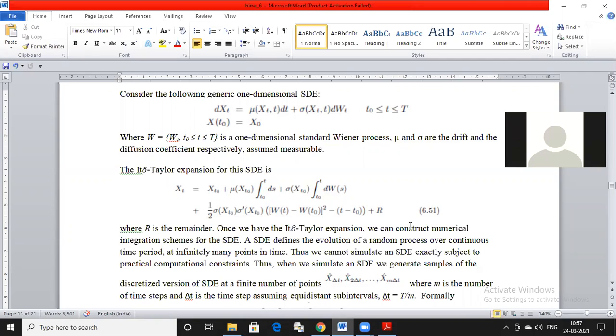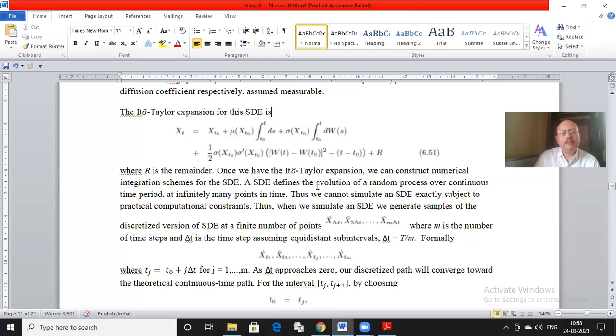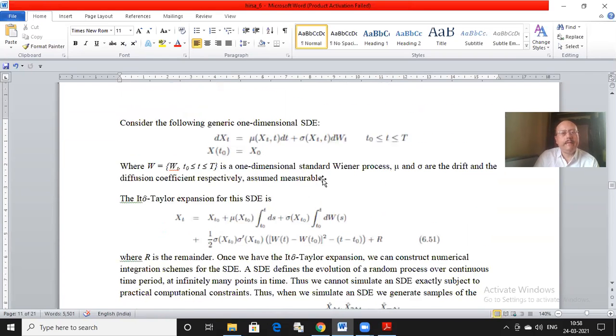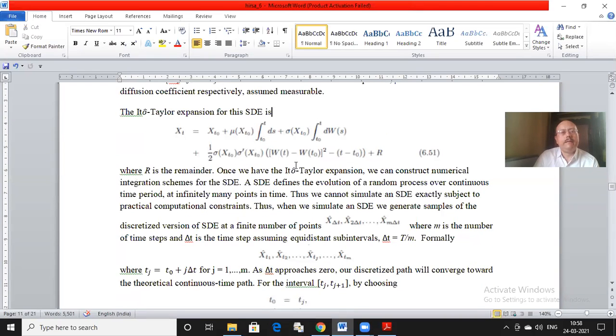Yes, sir, it is clear. Great. So this is our starting point for most of the applications. We have to take an approximation, and this looks like a reasonable approximation, particularly because after all we are using the normal distribution, so the first two moments characterize the distribution. Once we have this Ito-Taylor expansion, we can now construct a numerical integration scheme for the SDE. Now you can see that I have this expression as the integral of dX_t, and now I will need some numerical process to evaluate this integral 6.51.